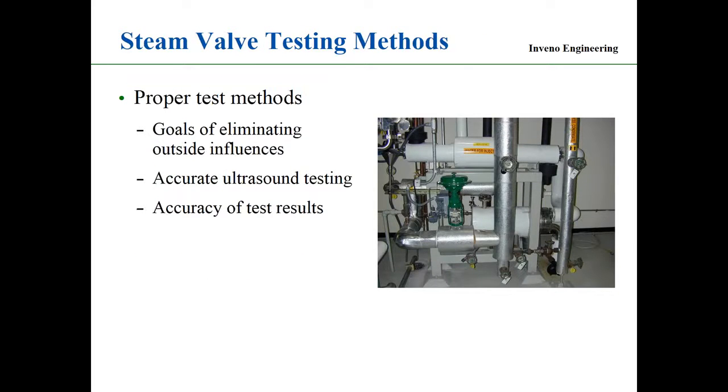The proper test methods go toward eliminating outside influences. Unfortunately, in the steam system there are outside influences that could generate high-frequency ultrasound, and we have to be able to detect them if we're picking them up and they're influencing our reading. So I'll go through that a little bit. The other thing is accurate ultrasound testing and accuracy of test results. I want to be able to go up to the valve and tell: yes, it is leaking, or no, it's not leaking. So we want a very accurate test.